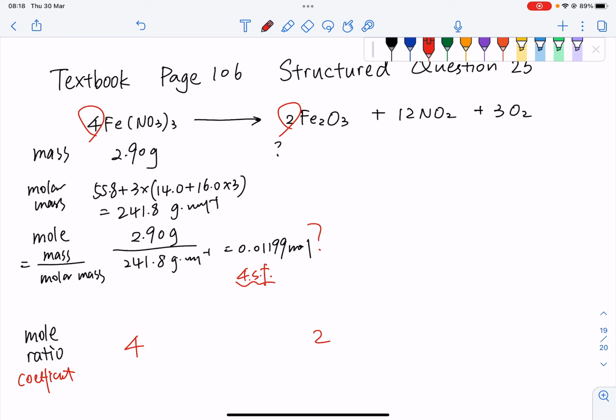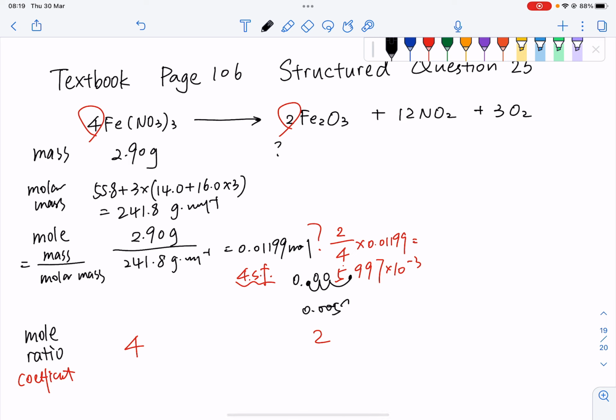Remember, always put the unknown one at the top, like the ratio at the top, and the other ratio at the bottom. Now we times 0.01199, so it's simply this one divided by 2. The answer should be 5.997 times 10 to the power negative 3. If you don't know how to do it, if that is negative 3, then we move the decimal to the left by 3 digits, 1, 2, 3. It will be 0.005997.